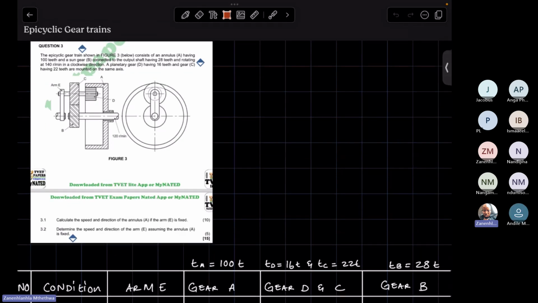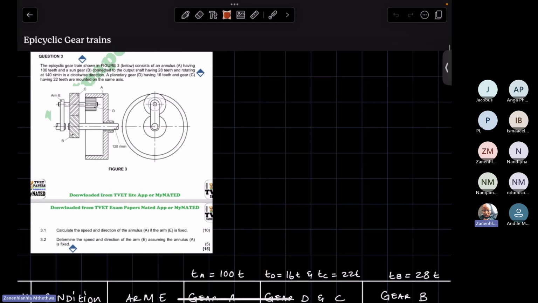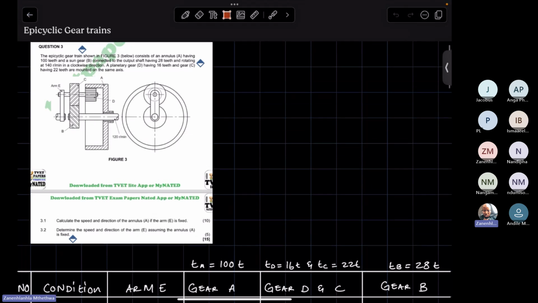Right, so we are going to look at epicyclic gears. We already covered simple and compound gear drives. Now we're going to look at how you would approach problems based on epicyclic gears.